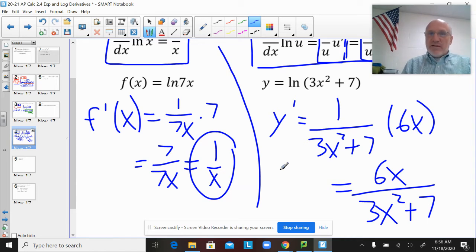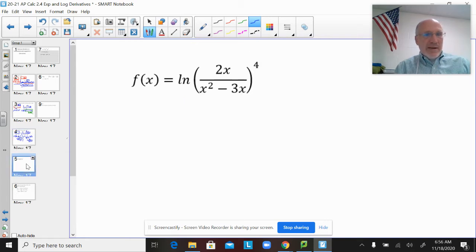Okay, so that's the derivative of the natural log of u. All right. Now, here's an example. Let's talk about how we would have to do this example, then we're going to talk about a shortcut or an easy way. If we didn't know any better, we would do this. And I'm going to start this, then I'm going to stop it because there's an easier way.